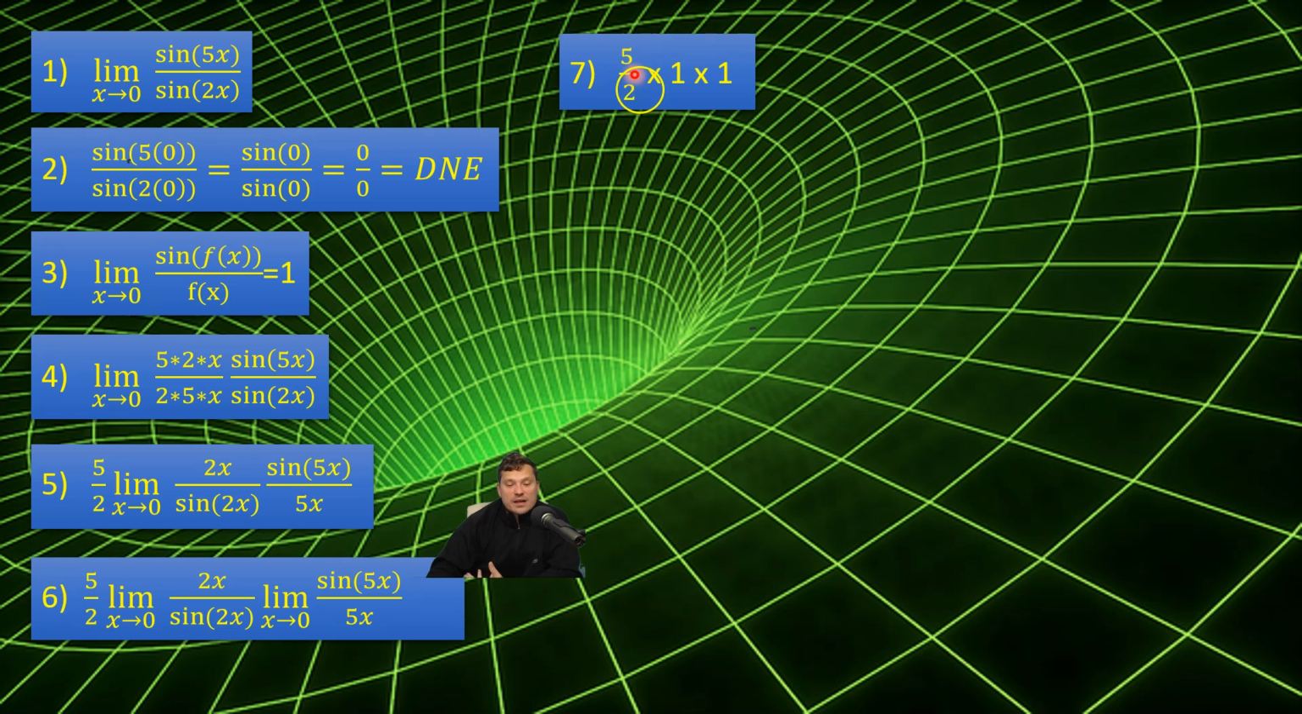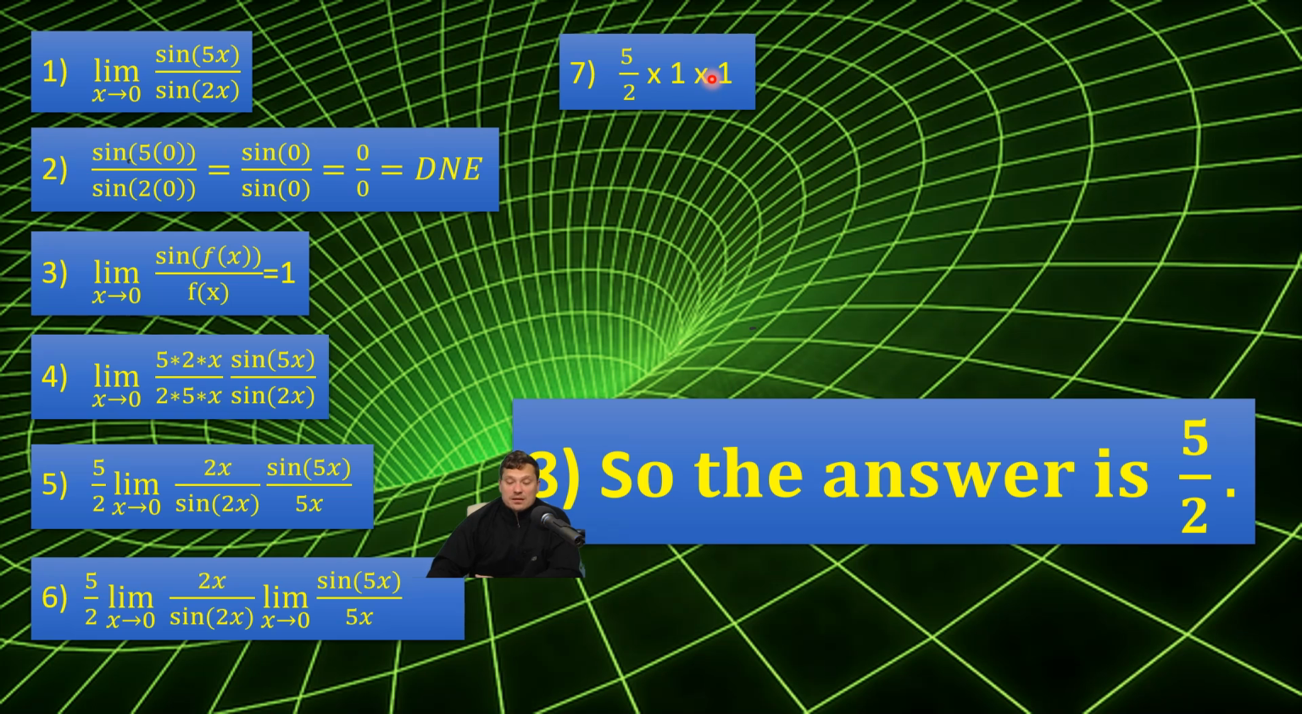So now I have 5 halves times 1 back at step 7. So the answer then is, in the end, simply equal to 5 over 2.